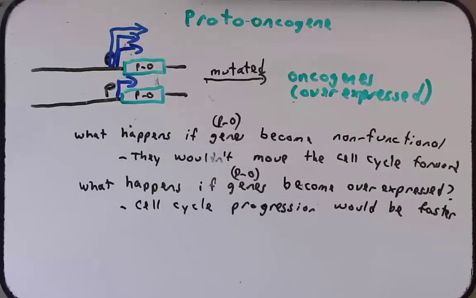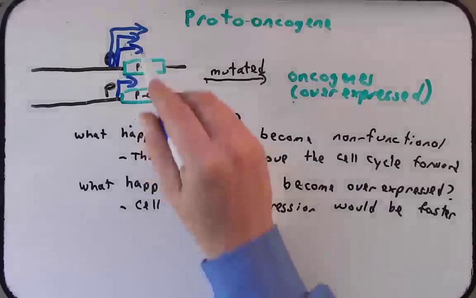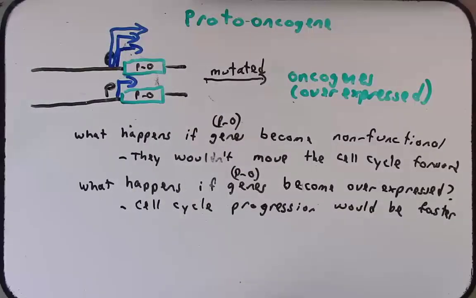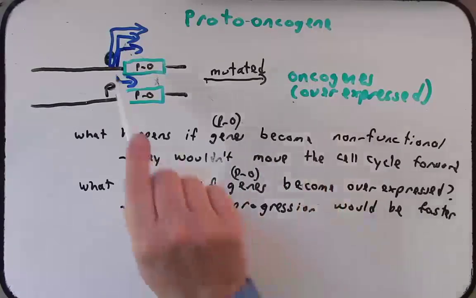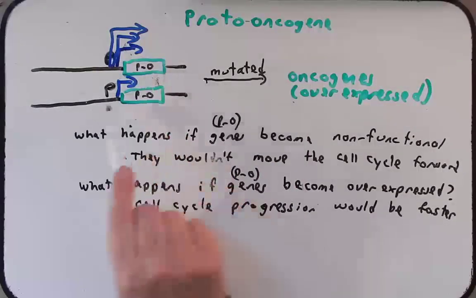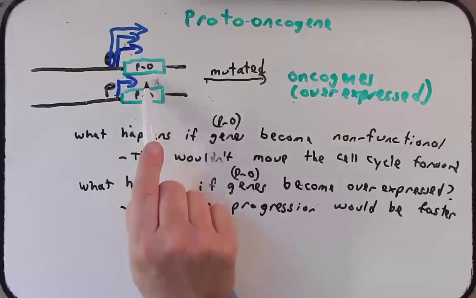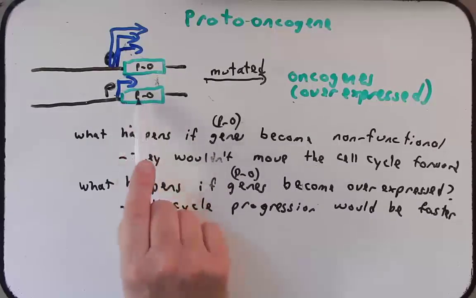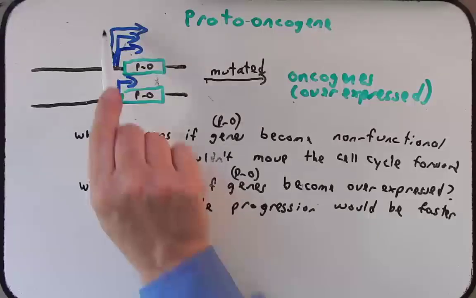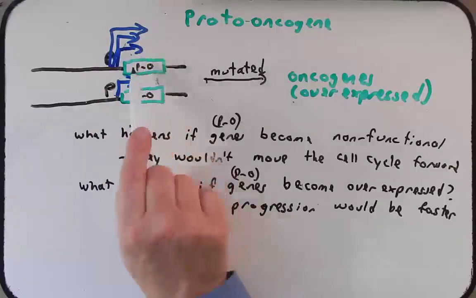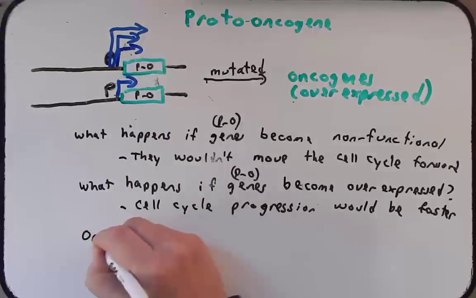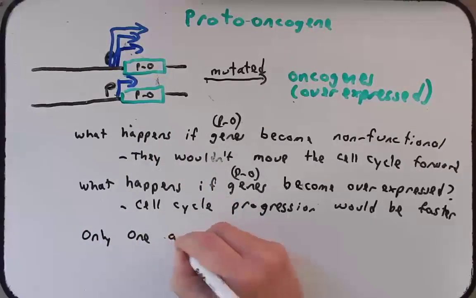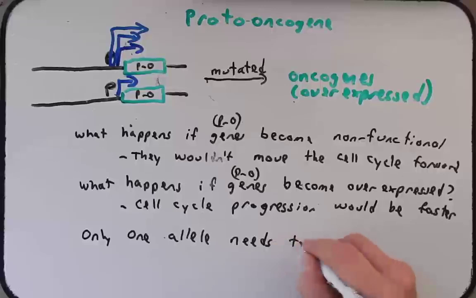Now, in the previous slide, I also said that only one of these genes has to be mutated. I hope this explains why that's the case. In order to have the cell cycle move faster, all you really need to do is overexpress one of these alleles. It doesn't matter what this one's doing. This one can be doing the exact same expression level, no mutations at all. But as long as this copy here is making more transcripts and ultimately more proteins from this gene, that's all that you need. So let's write that down: only one allele of the 2 needs to be overexpressed.